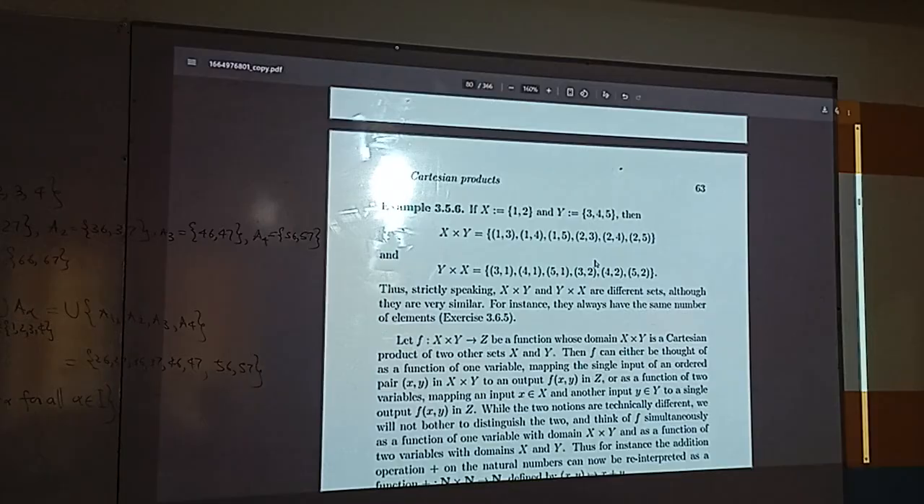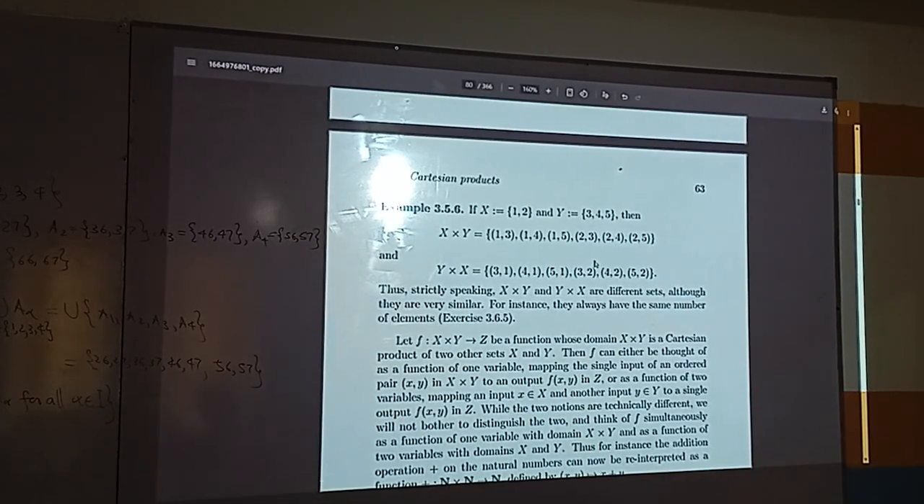However, they are very similar in many ways. For instance, they always have the same number of elements. It is again an exercise.